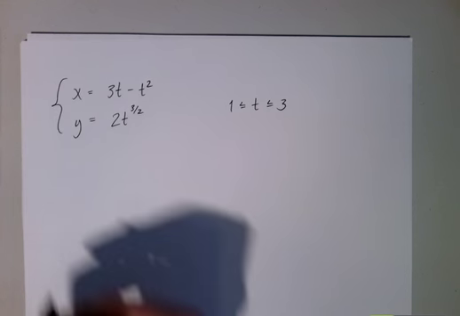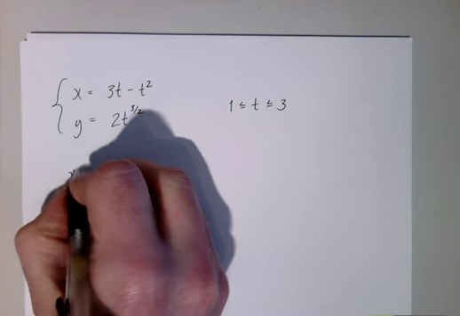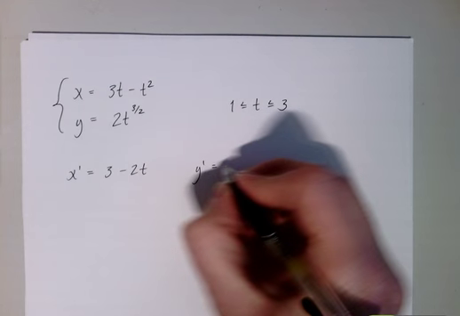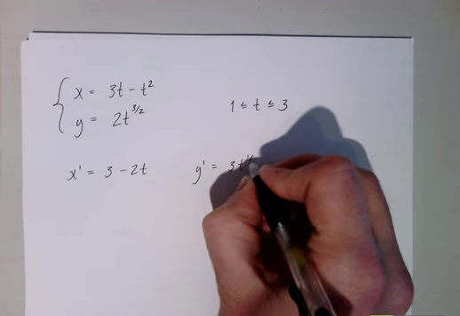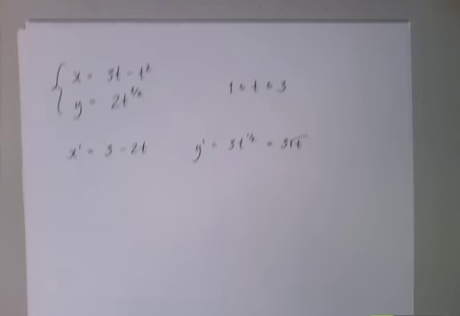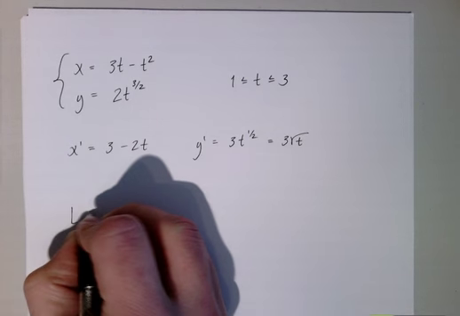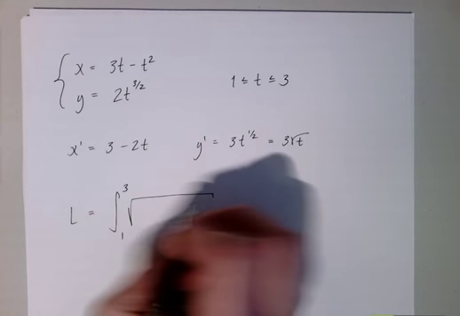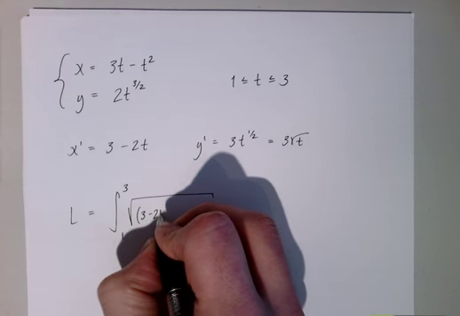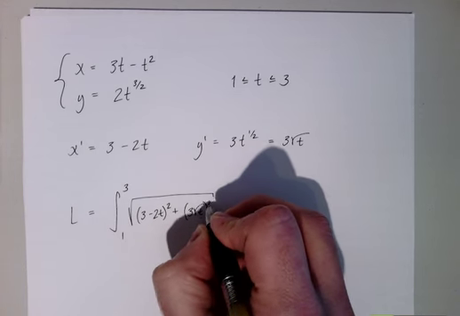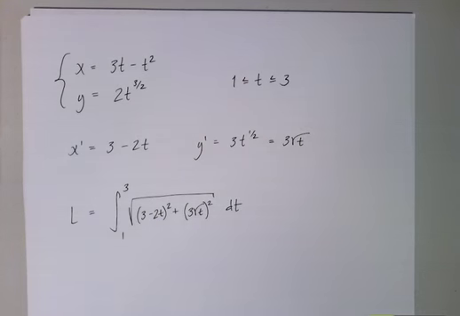That's nice. We know that x prime is going to be 3 minus 2t. We know that y prime is going to be 3t to the 1 half, or 3 root t. So all we have to do is say, well, arc length is going to be alpha to beta of the square root of x prime squared plus y prime squared dt. And that's easy enough, right?